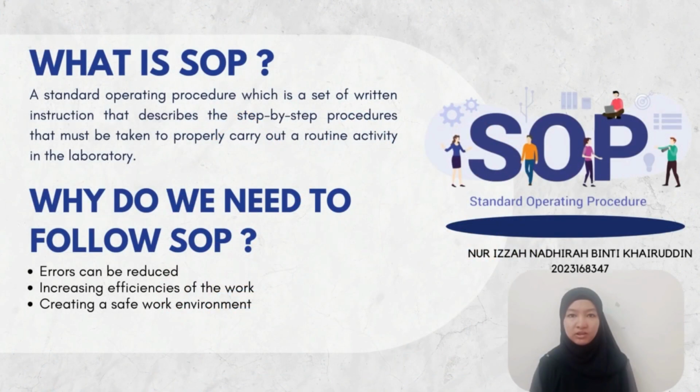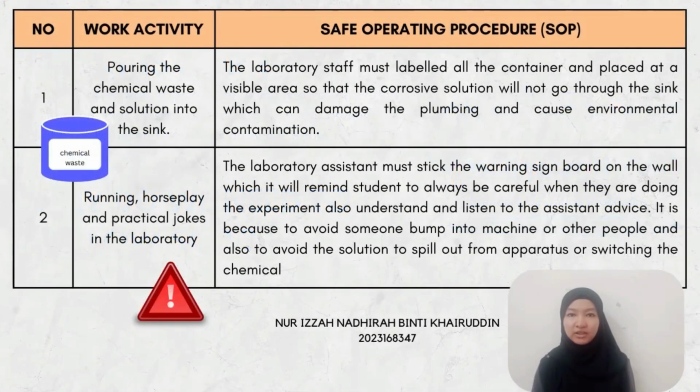The last table is the SOP. SOP stands for Standard Operating Procedure. SOP is known as a set of written instructions that describe the step-by-step process that must be taken to properly perform a routine activity. We need to follow the SOP so that errors can be reduced, the efficiency of the work increased, and a safe work environment created. Here, I will explain the SOP needed for every task.